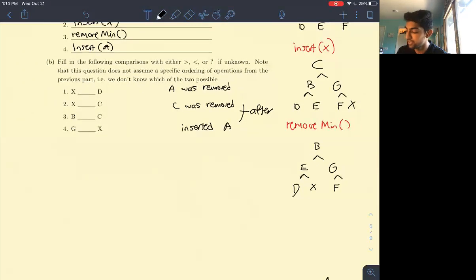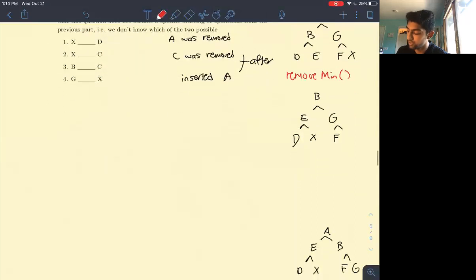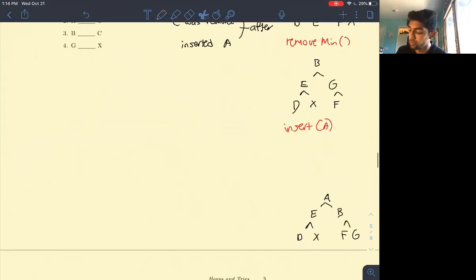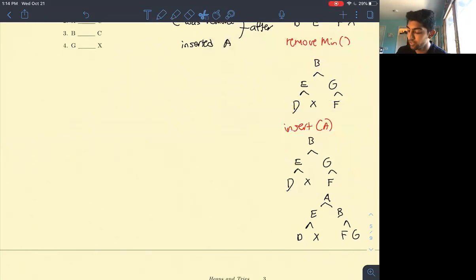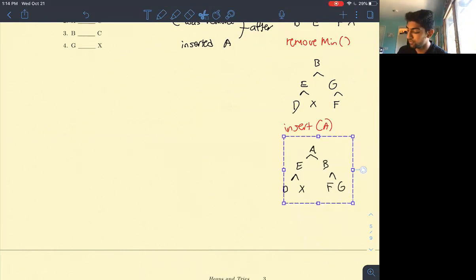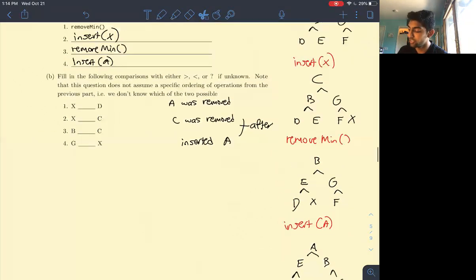Hopefully that makes sense. Then the next thing we need to do is insert A. So we will call insert on A, and we see after executing this operation, A will get inserted in the bottom right, and then it'll move to the top because we know A is the smallest thing in this heap, right? And we see here that this configuration is equal to the configuration we expected. So yeah, those are these steps.